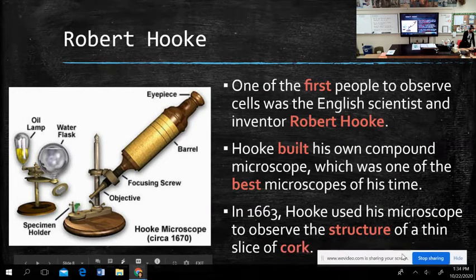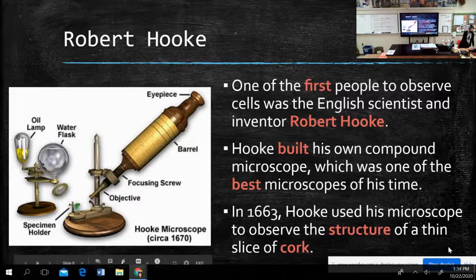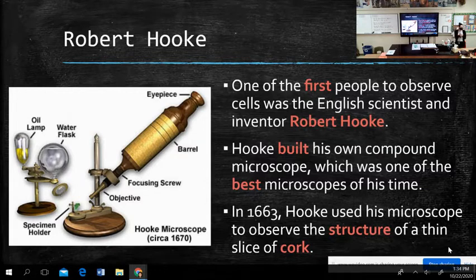One of the first people to observe cells and determine what they were was English scientist Robert Hooke. And he actually built his own compound microscope, which is what's in the picture. And during his time, that type of microscope was one of the best out there, and had either the most clear view or just the setup and function of it worked the best.